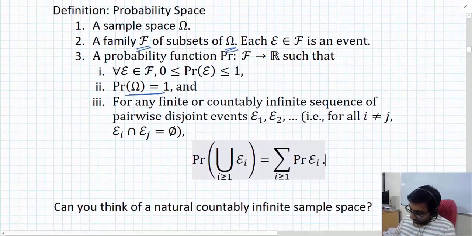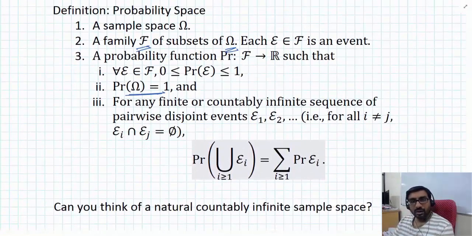Okay. And just a quick exercise. We talked about these events being finite or countably infinite. We've also seen a sample space where it had a finite number of simple events, rolling two dice. Can you think of a natural experiment where the outcome is a countably infinite sequence of events?